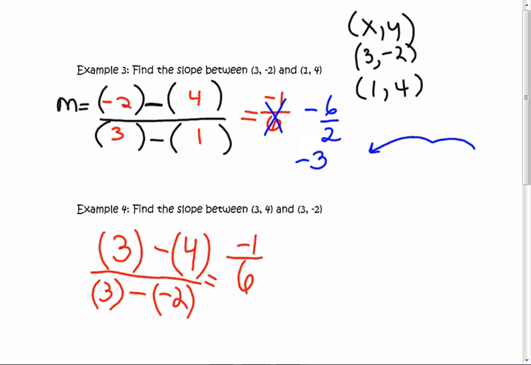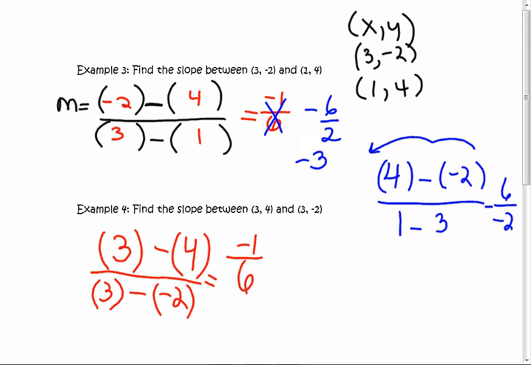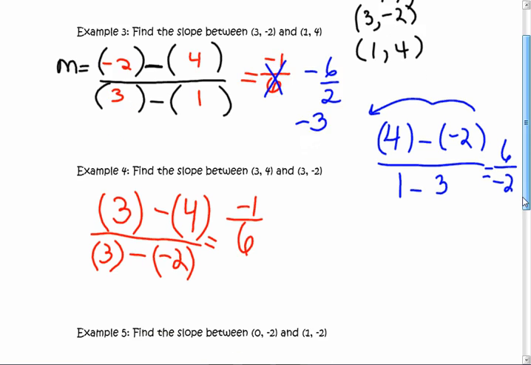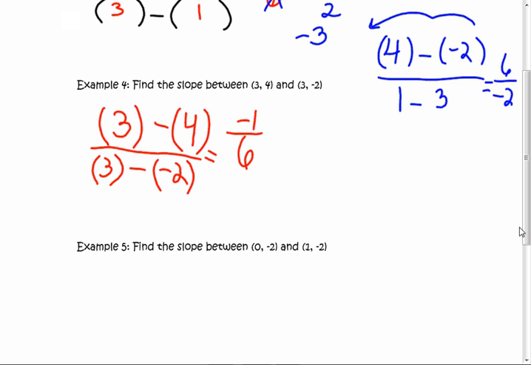So the other way to do it is 4 minus a negative 2 over 1 take away 3. So then that's a positive 6 over a negative 2, but it's still negative 3. Okay. Nope. 4 is not right, because you're getting your x's and y's mixed up. But that's okay, because making mistakes is how you learn. Step 1 is 3, for example. 4 is not set up right.